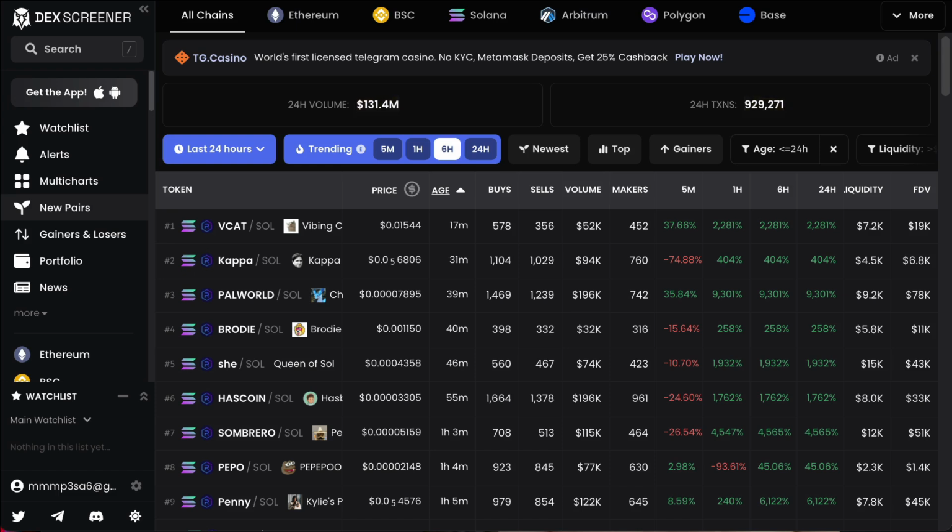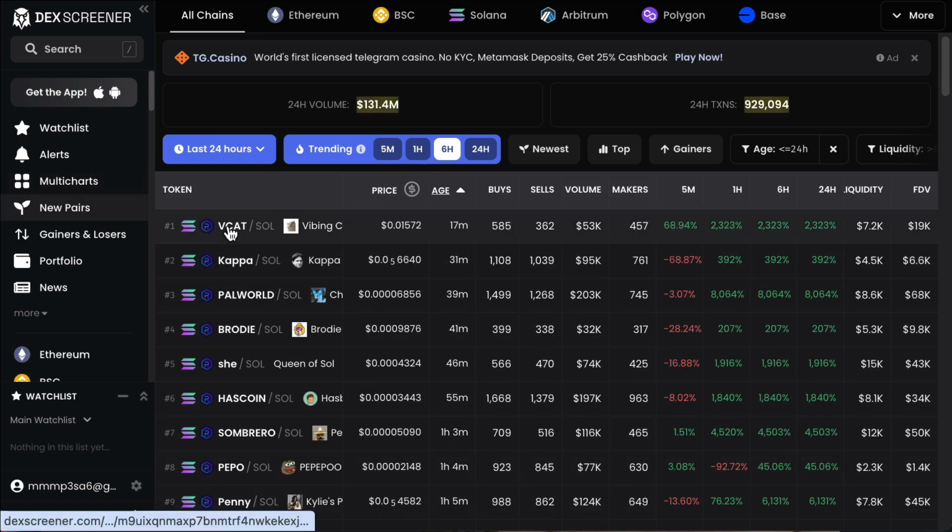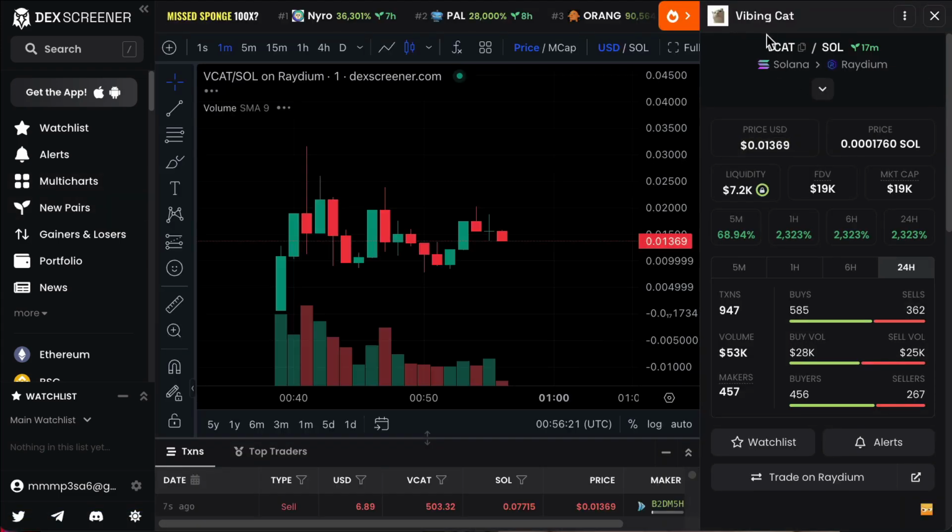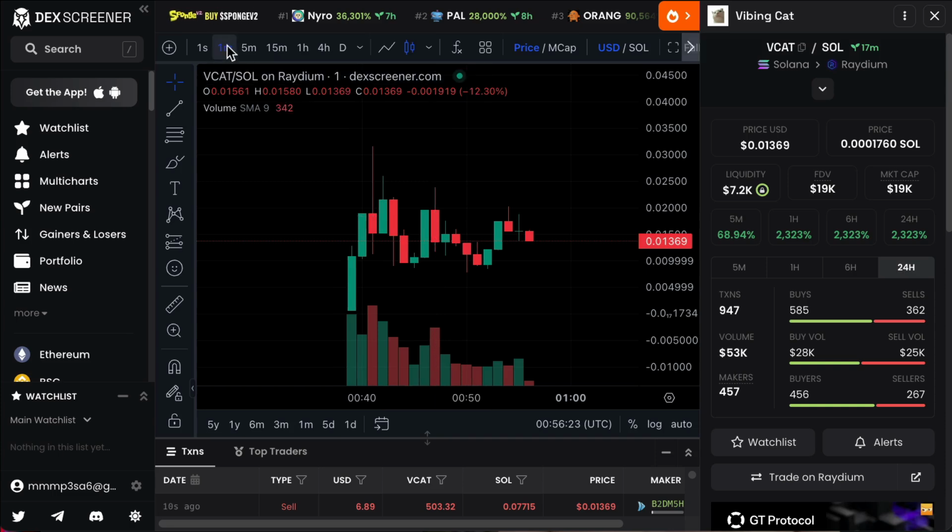When it comes to meme coin trading, very likely, if you're looking to make a lot of profit over an extended period of time, you're going to be placing a lot of trades. And I'm going to show you why the way you sell is so key. So I'm in new pairs here and I've sorted it by age. Let's go on the one that's the newest, which is this VCAT token.